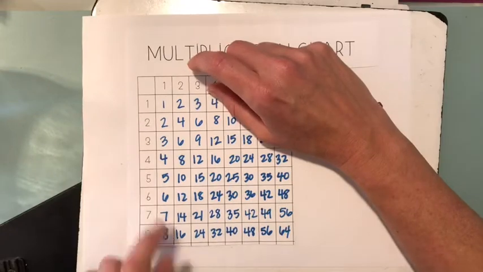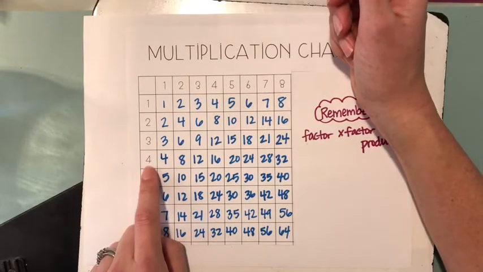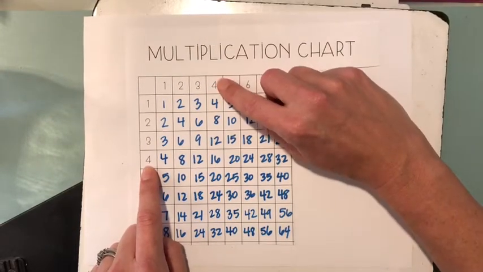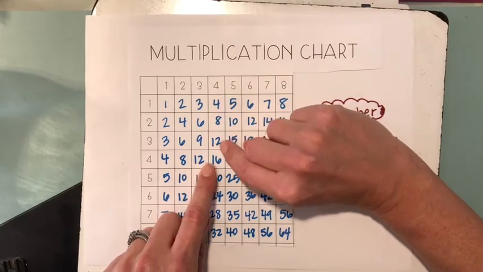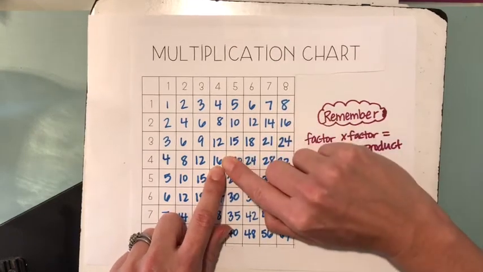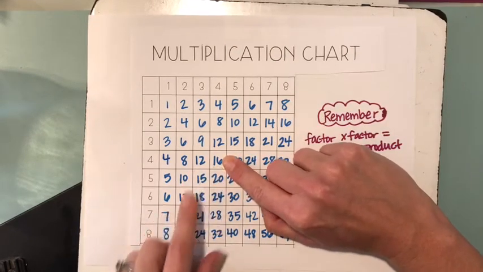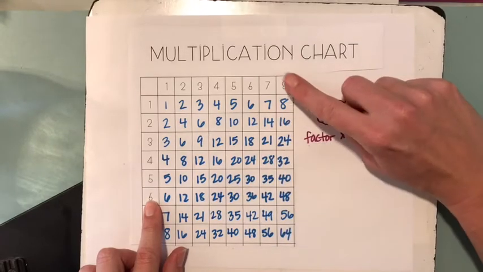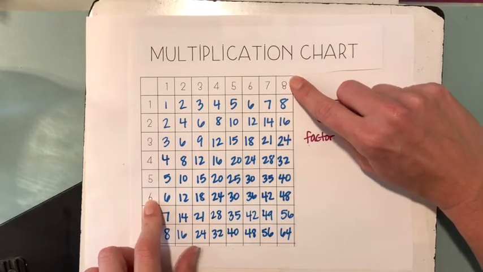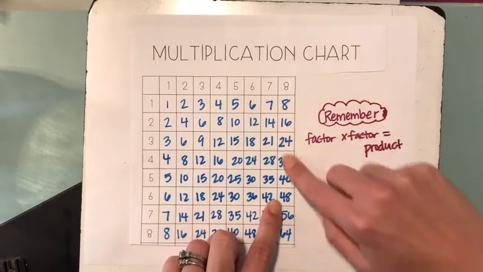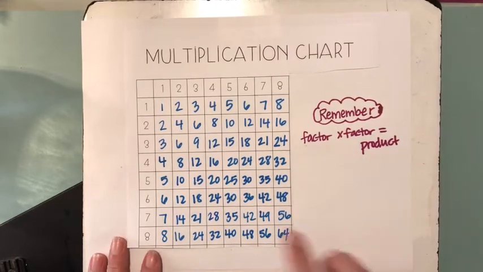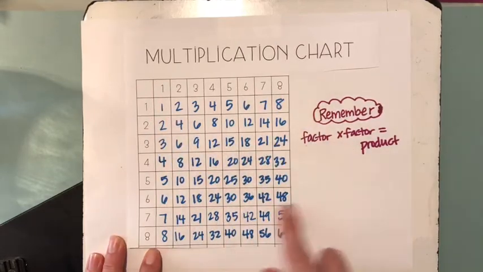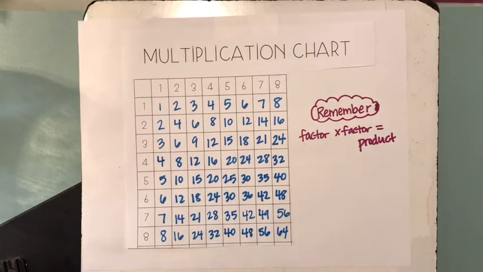So if you had the factor 4 and the factor 4 up here, 4 times 4 equals, and we would slide our fingers together until they meet, 16. If I had 6 times 8, so those two factors, and I slide my fingers together, it would be 48. So these are the factors, and inside are their products or their totals. We call them products in multiplication.